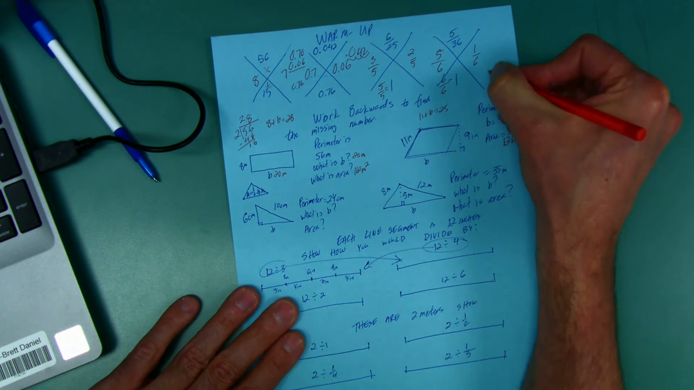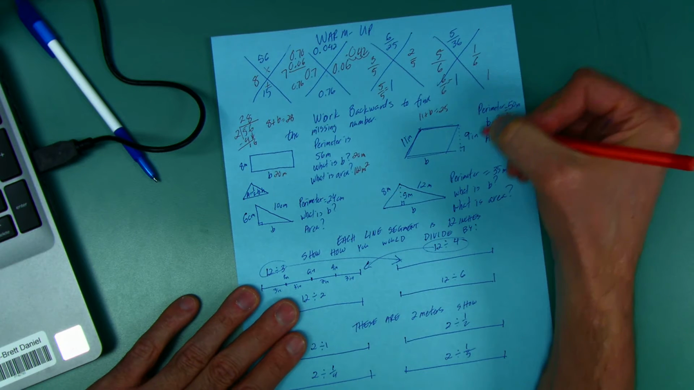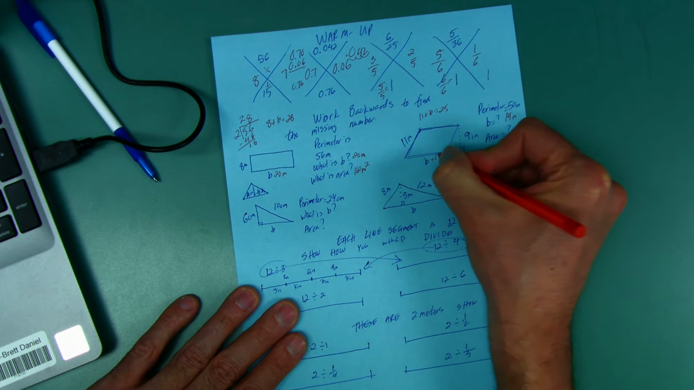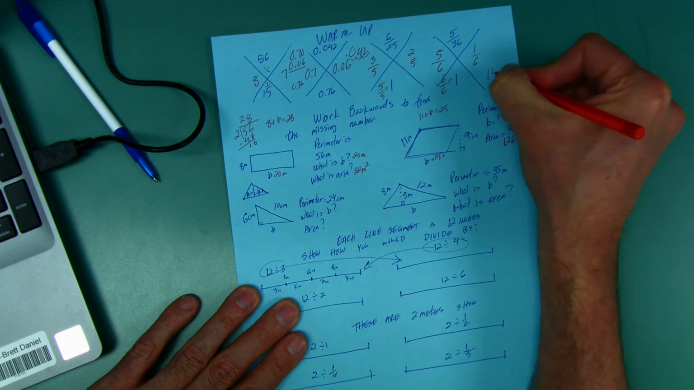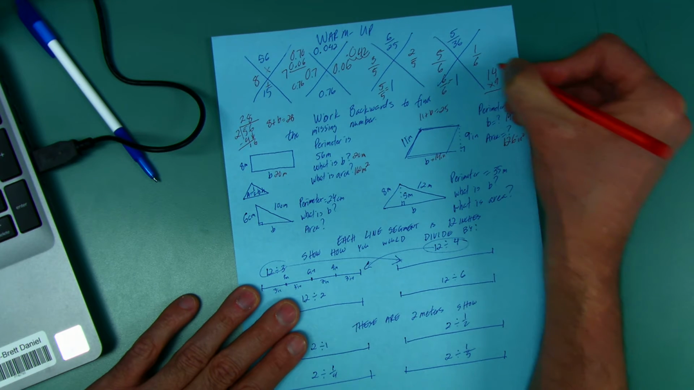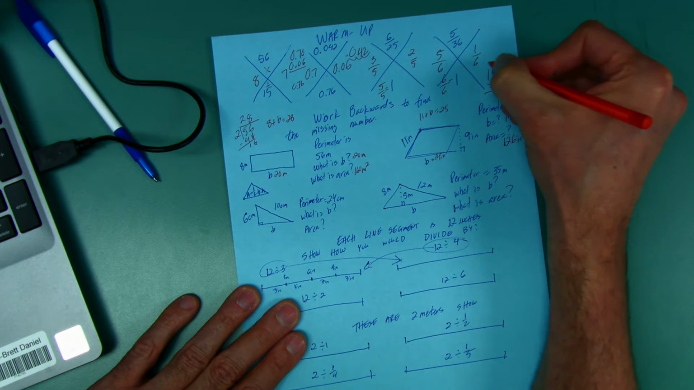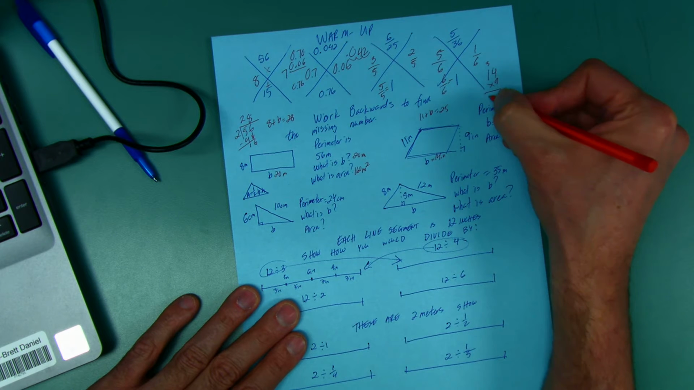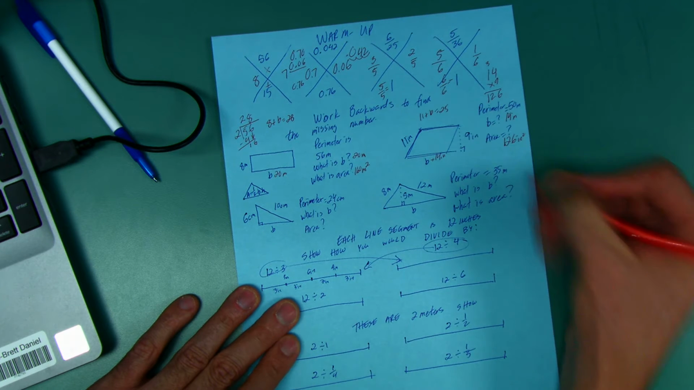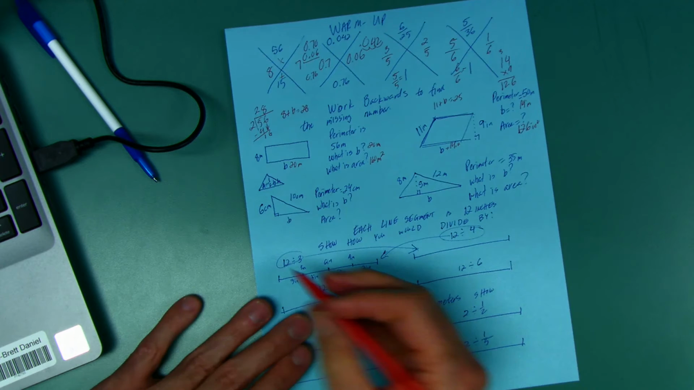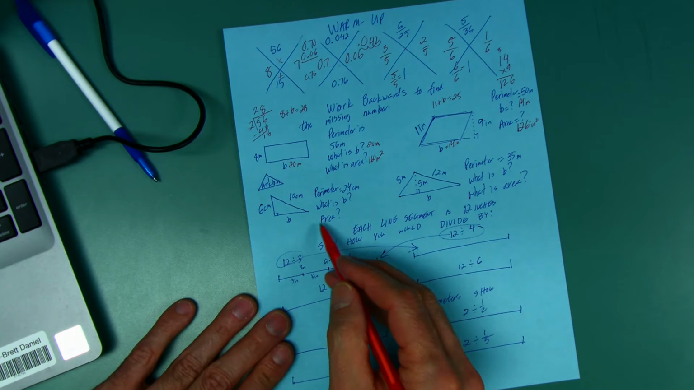Let's just double check that, right? I have 14 times 9. 9 times 4 is 36. Carry that 3, and then 9 plus 3 is 12. Boom. All right. Now don't forget, we're going to cut this in half when we get the area.